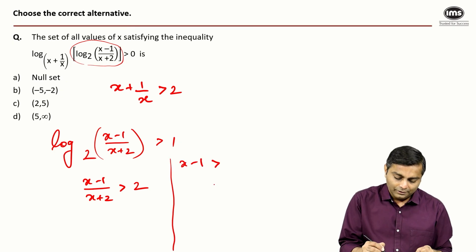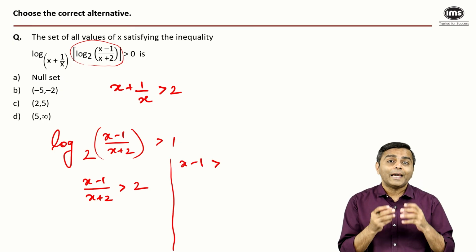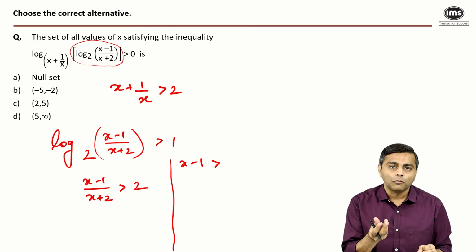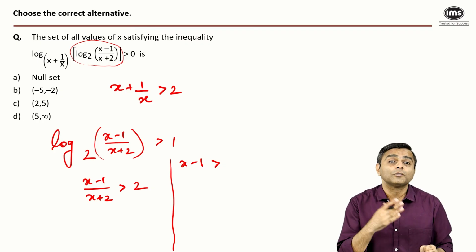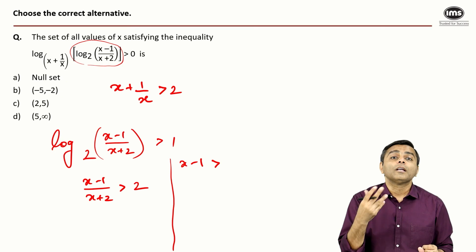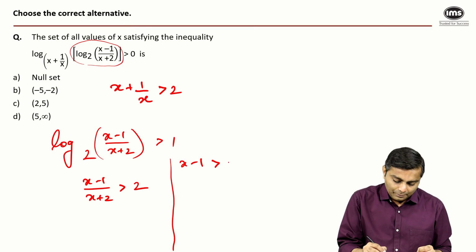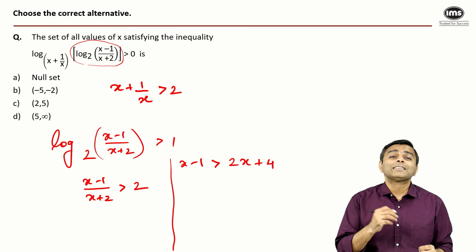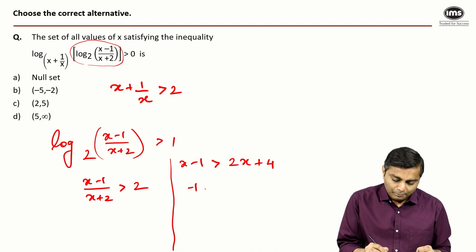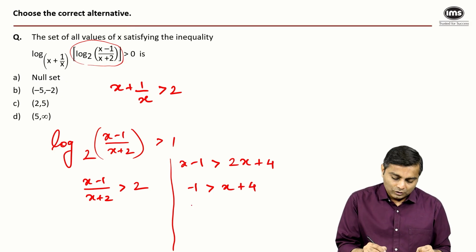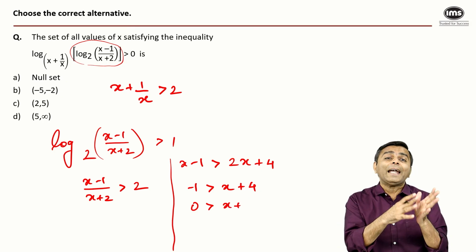x minus 1 greater than... Basically, you know x is positive, so x plus 2 also will be positive. So, when you multiply both sides of the inequality with x plus 2, the inequality will not change. So, this guy becomes 2 times x plus 4, right? Subtracting x from both sides, what you get? Minus 1 greater than 2x minus x, so it has to be x plus 4.